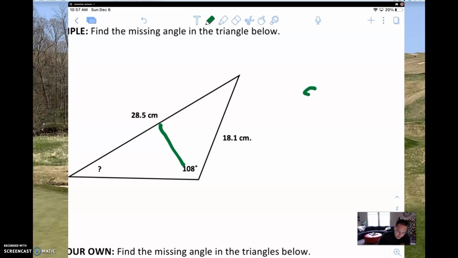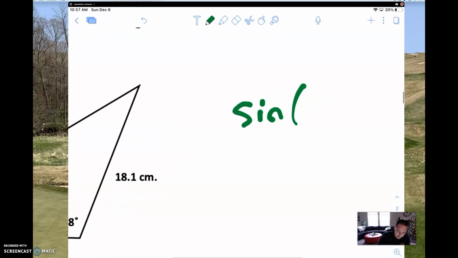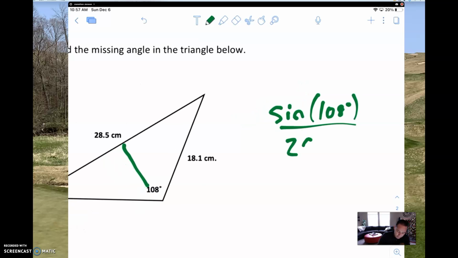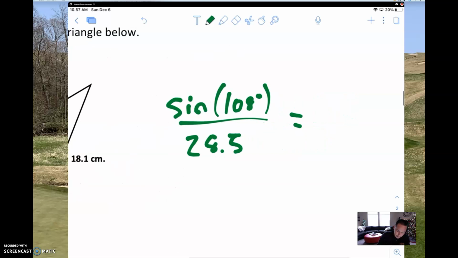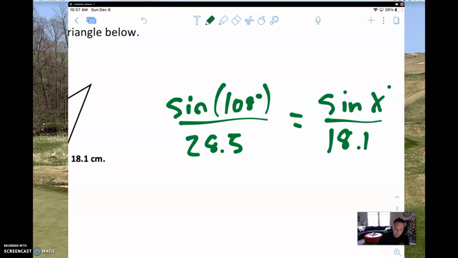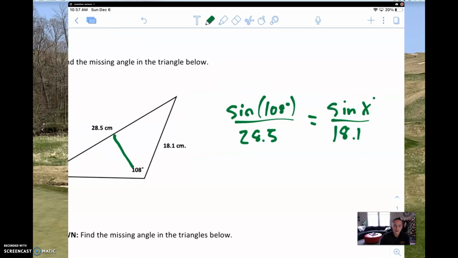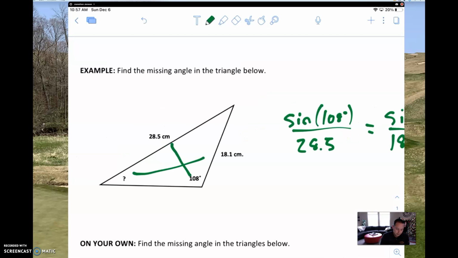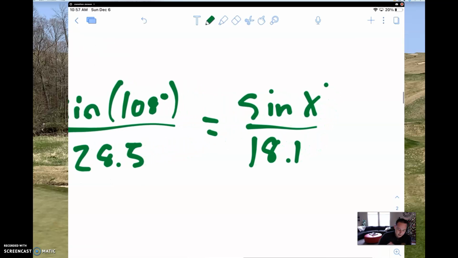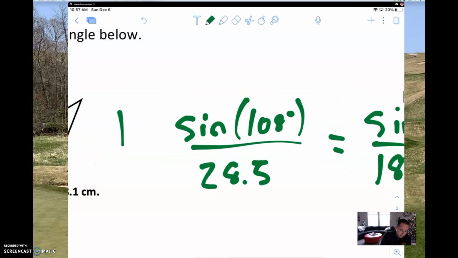We have the sine of 108 degrees matches with 28.5 centimeters. And we put equals the sine of x degrees. We don't know what that degree is, but it matches with 18.1. And hopefully you're okay with that. Here's the two pairs that we're looking at. So now what I want to do is multiply both sides by 18.1.